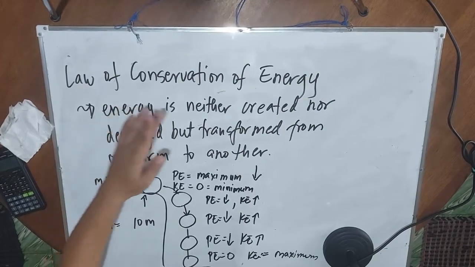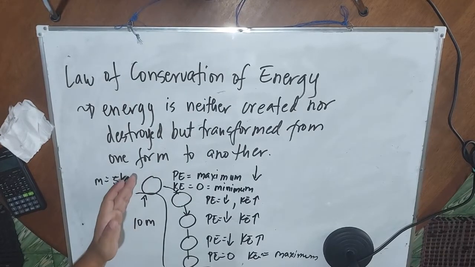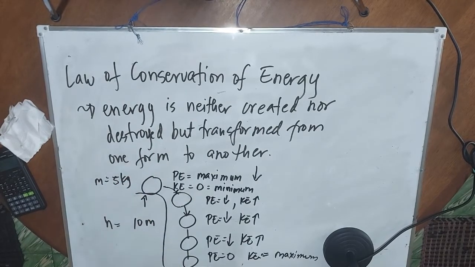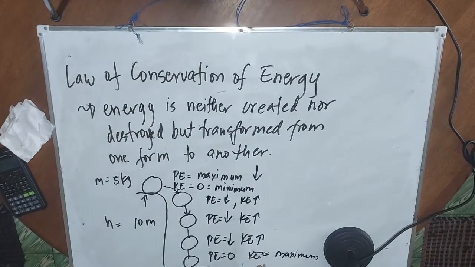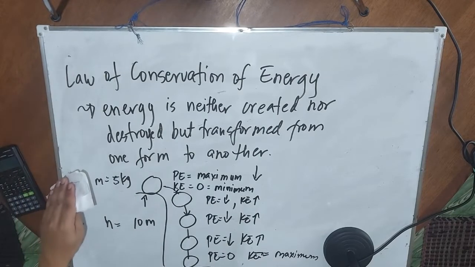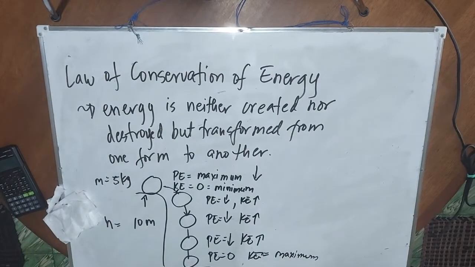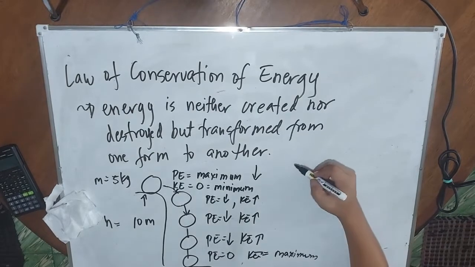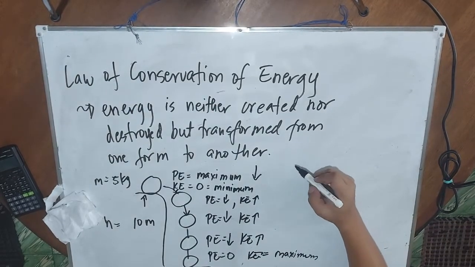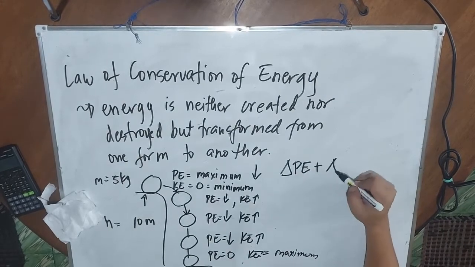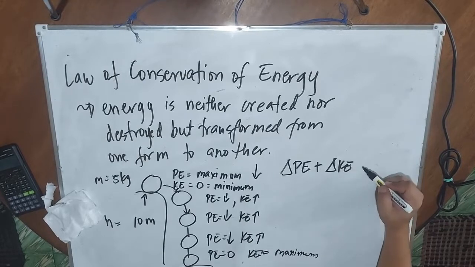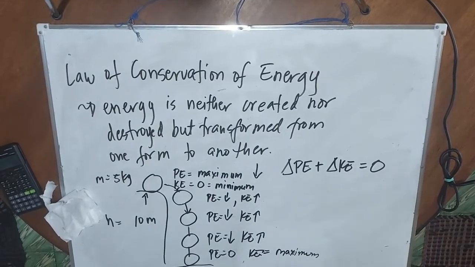Ito yung tinatawag na law of conservation of energy. The energy was not destroyed. Hindi nawala yung energy. Na-convert lang yung energy from one form, that's the potential energy, to another form, which is the kinetic energy. Okay? That's the law of conservation of energy. Ibig sabihin, since this is conservation of energy, if we add all the changes of the potential energy plus the changes of the kinetic energy, it will give us zero. Okay?